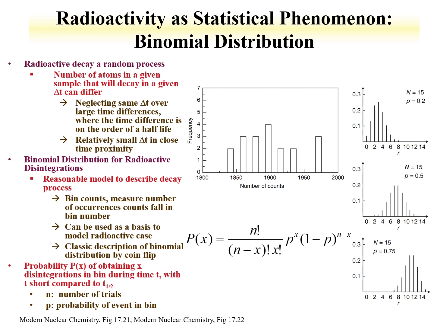The probability of obtaining X disintegrations in a bin during a time that is short compared to the half-life is given by this equation, where we have the number of trials n, and p is the probability of an event in that bin. Relatively reasonable equation. We can use that to help us describe and explain radioactive decay. And we have some examples of different binomial distributions shown here. And these are all derived from this equation.